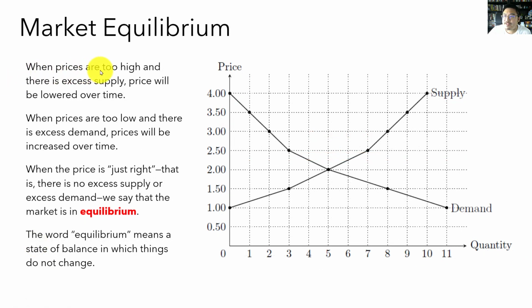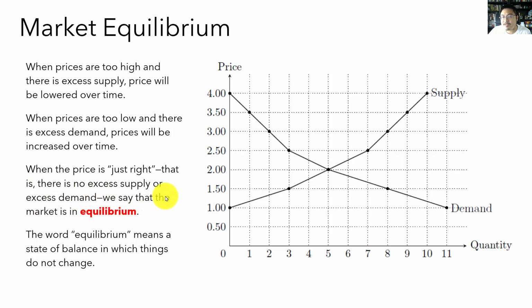So if prices are too high and there's excess supply, prices are going to go down over time. And if prices are too low and there's excess demand, prices are going to go up over time. Is there any point at which we can say the market stabilizes and price is not going to change? Well, there is, okay, and that's what we call a market equilibrium. So an equilibrium happens when the price is just right, meaning there's no excess supply or excess demand.